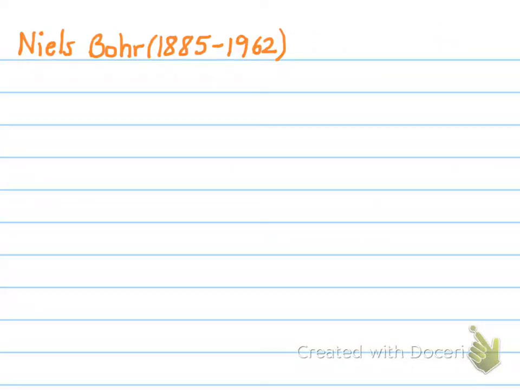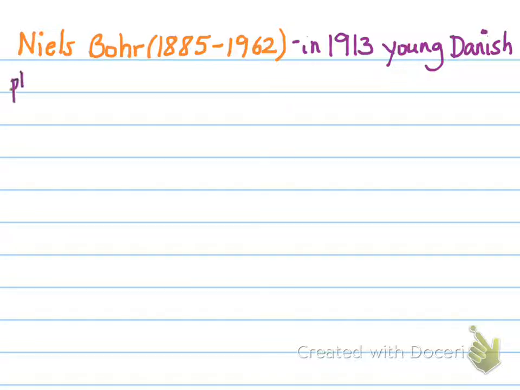So Niels Bohr lived from 1885 to 1962. He's credited with this work in 1913. And he is a young Danish physicist and a student of Rutherford.